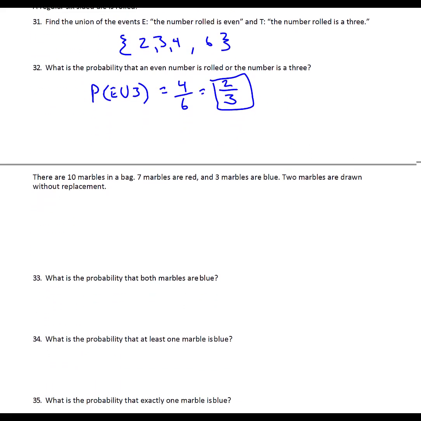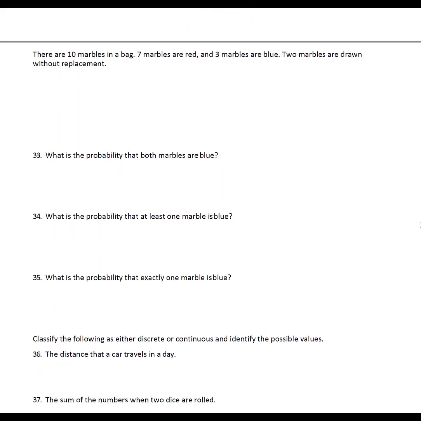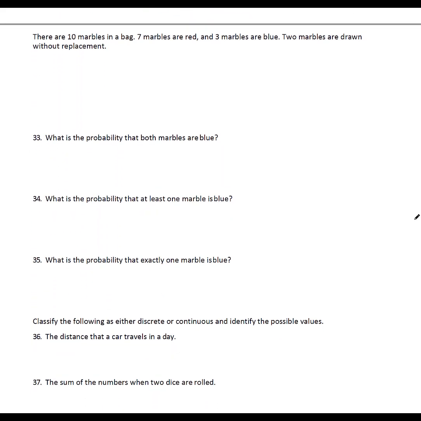Alright, so now on this one, let's look at this next one. Number 33, what's the probability that both marbles are blue? It says there are 10 marbles in a bag, 7 marbles are red, 3 are blue, and 2 marbles are drawn without replacement. That is key, without replacement. So the probability that both marbles are blue.